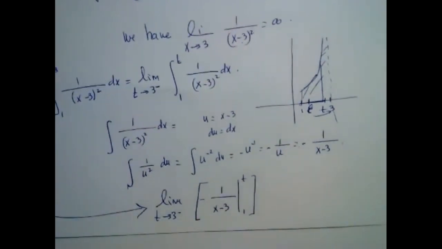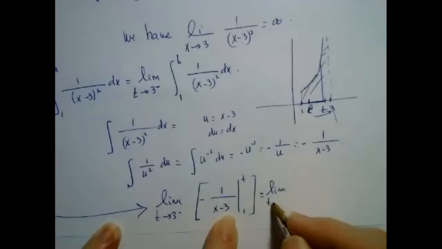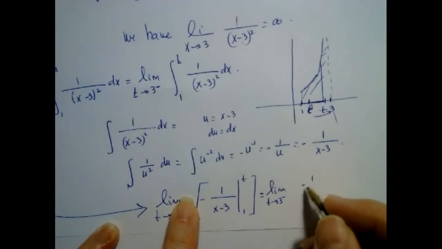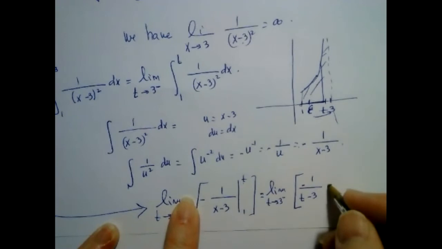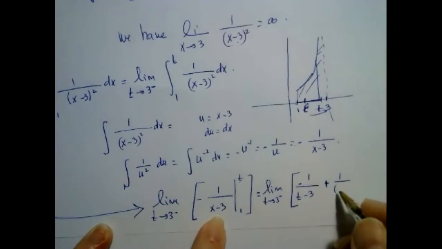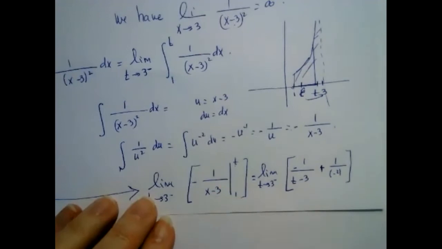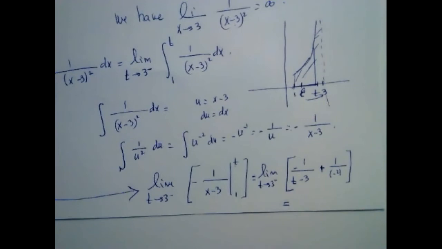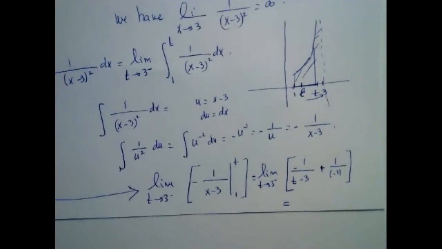So I end up with the limit as t becomes close to 3 from the negative side. I will have minus 1 over t minus 3, minus, at 1, minus 1 over minus 2. Too many minuses in this problem. Very good. Now, what's the limit of that? It's your job to tell me what happens when t becomes close to 3 from the negative side.